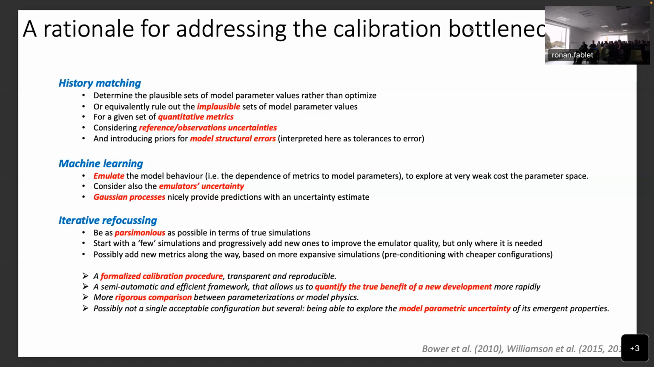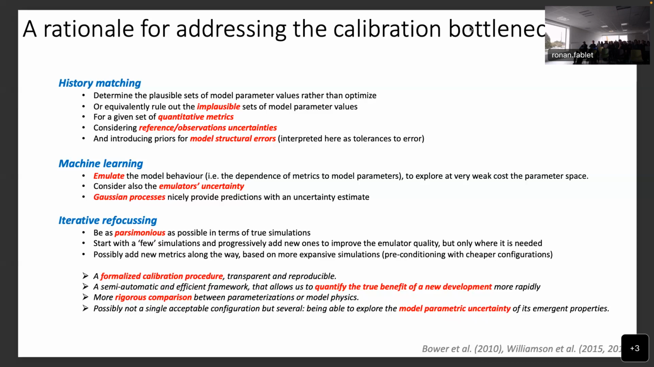So for a given set of quantitative metrics, we consider references or observation uncertainties, and introduce some prior for model structural errors, which we interpret here as tolerance to error, because it's quite a huge problem to have a prior idea of this structural error of the model. But hopefully we expect that we learn something about that in the course of model calibration.